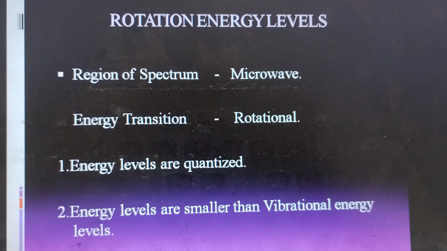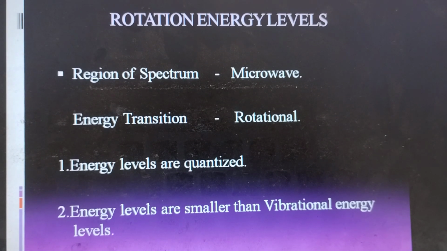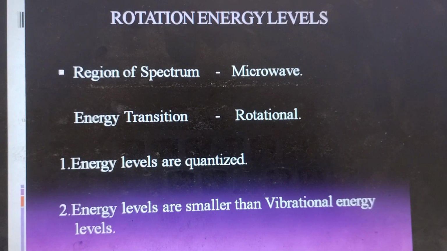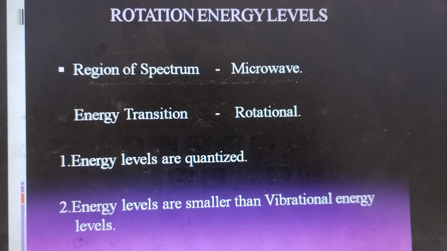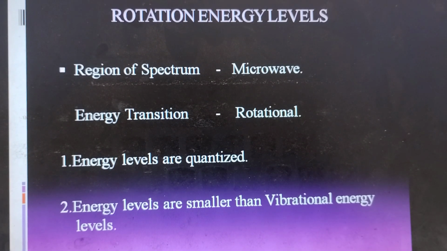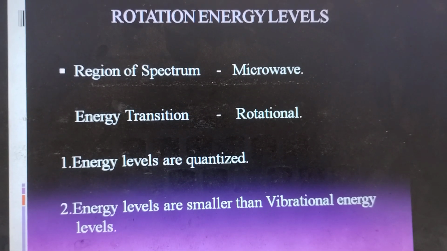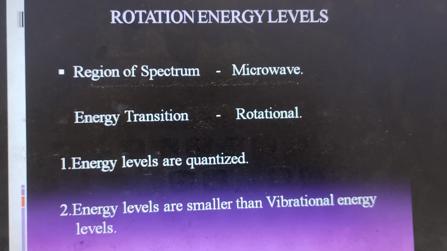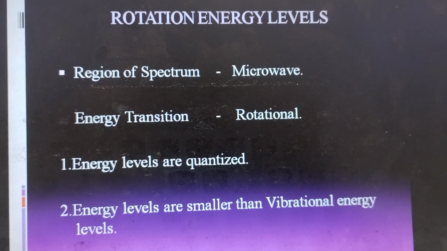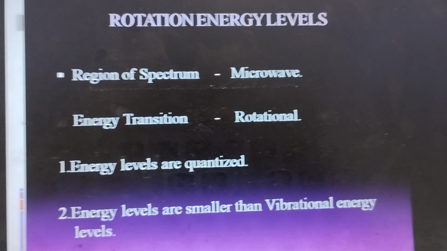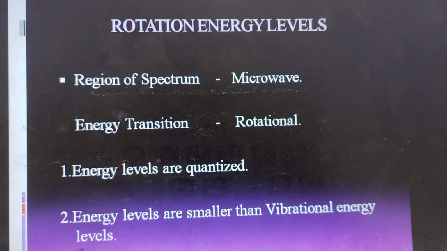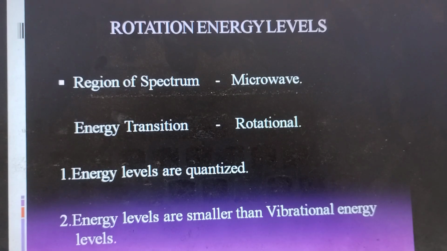Rotational energy levels. The region of spectrum is microwave. The example of rotational energy level is rotational spectra. Microwave is the example for rotational energy level spectroscopy. The energy transition is rotational. When you pass the source of electromagnetic radiation through an atom or molecule, the particular molecule or atom will rotate. That is called the rotational energy level. The first point, energy levels are quantized. Second, energy levels are smaller than vibrational energy levels. These are the examples for rotational energy levels.